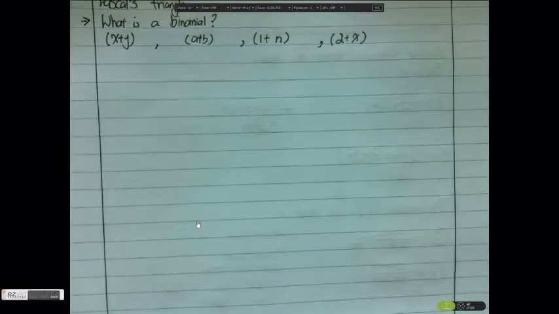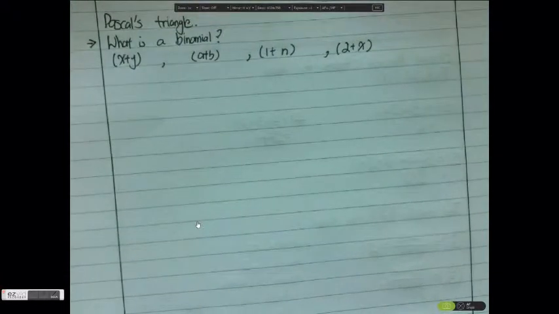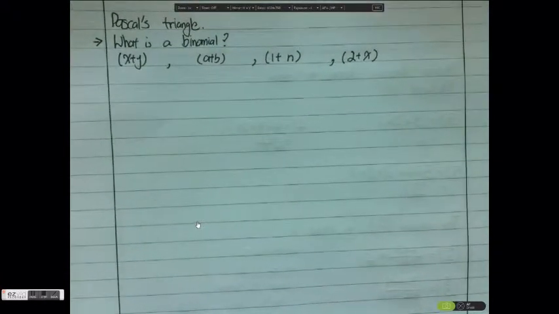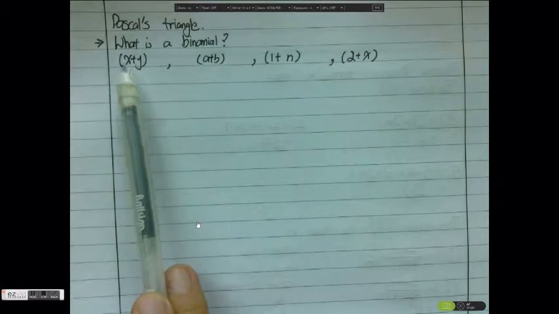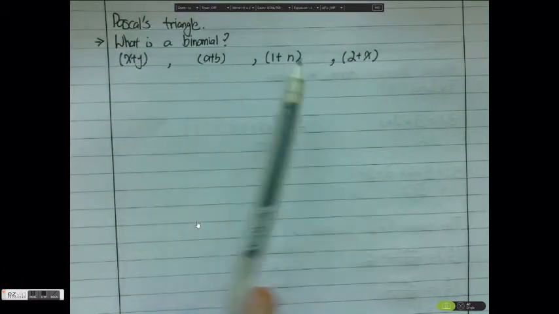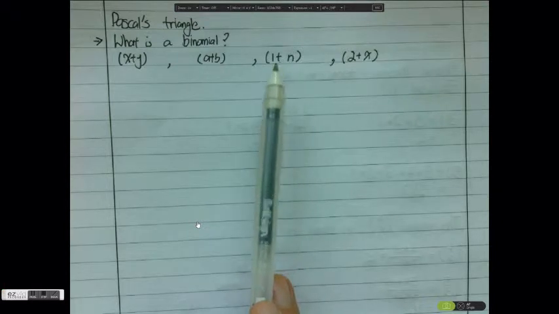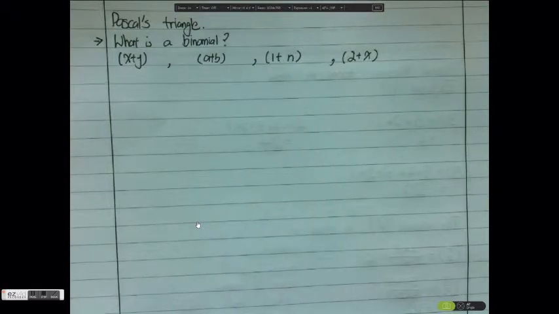Today we're going to talk about Pascal's triangle, but before that, what is a binomial? I've given you 4 examples here. All these 4 are examples of binomials: x plus y, a plus b, and so on. They are binomials because they have exactly 2 terms: x plus y, one term, a plus b, one term, 1 plus n, one term and one term.